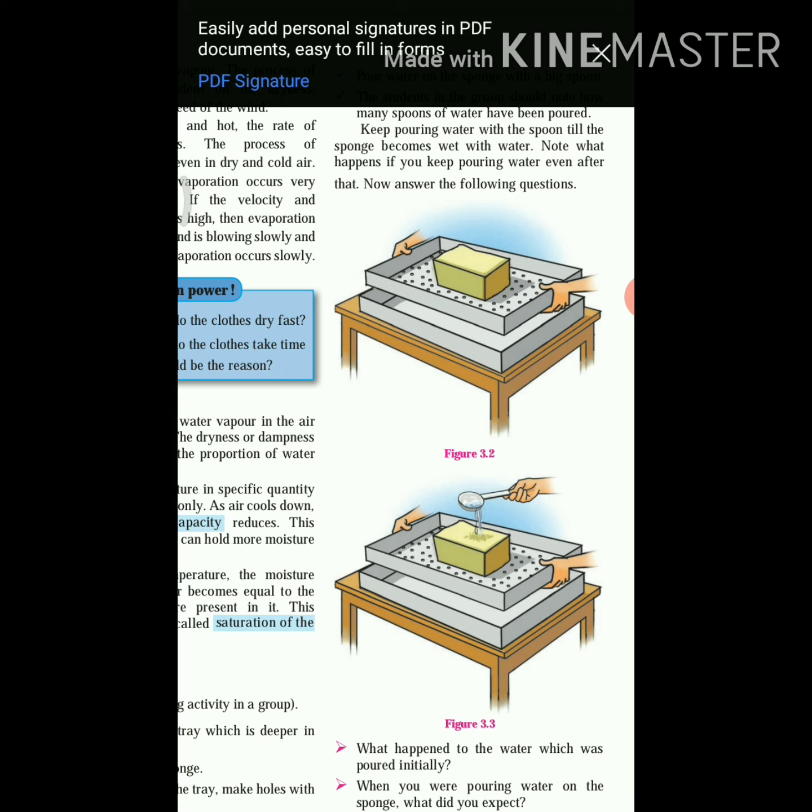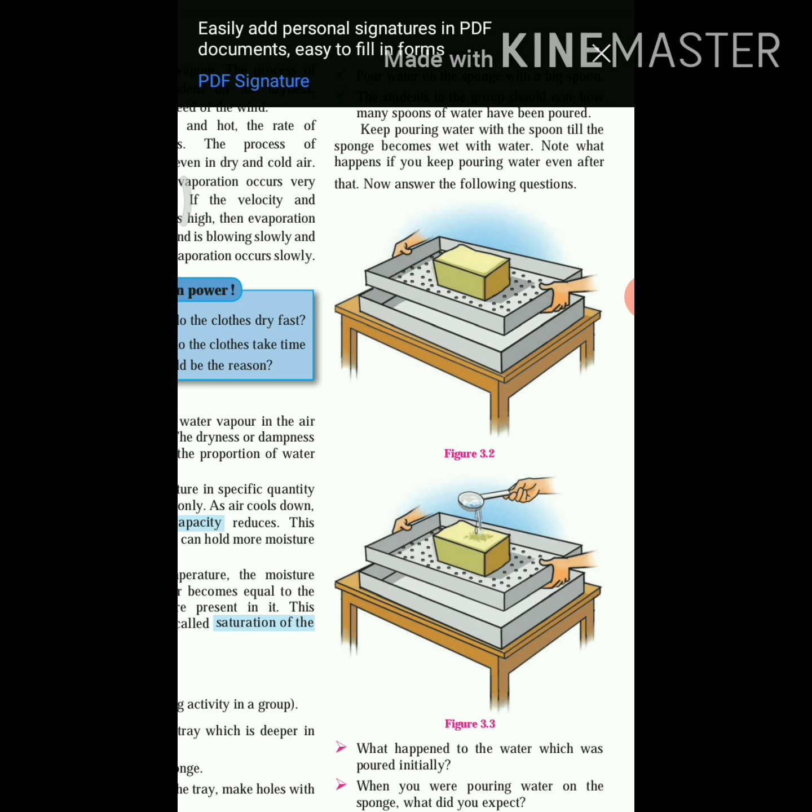Pour water on the sponge with a big spoon. Note how many spoons of water have been poured. Okay, you just have to count it. Keep pouring water with the spoon till the sponge becomes wet with water. Note what happens if you keep pouring water even after that.